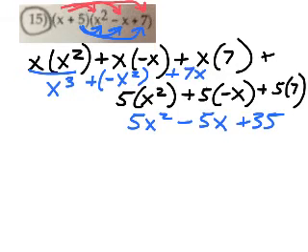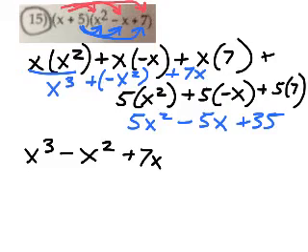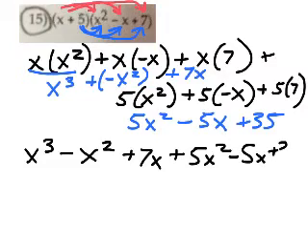Okay, so now let's just put that all together in one long row. We've got x to the third power minus x squared plus 7x plus 5x squared minus 5x plus 35. So it kind of turns into a big problem, but it's not hard. There's nothing hard about it.